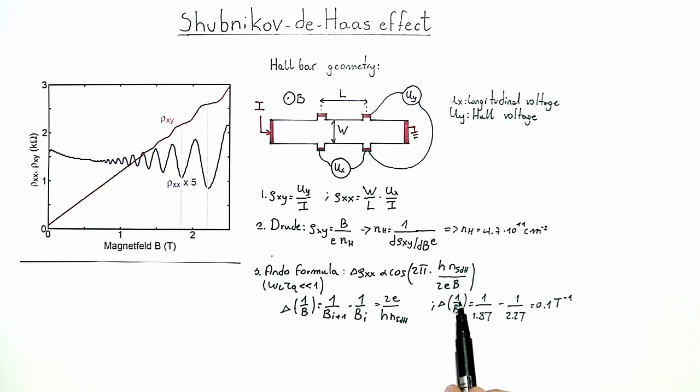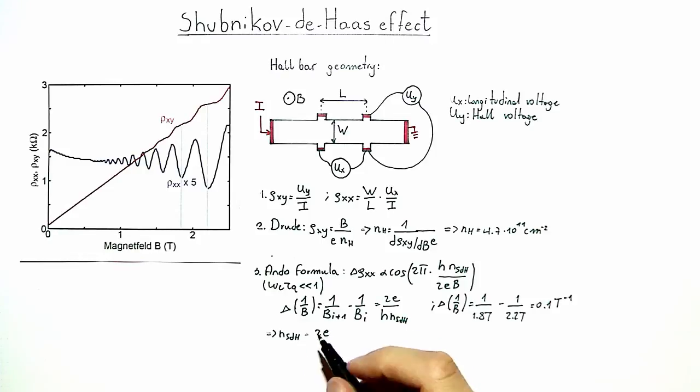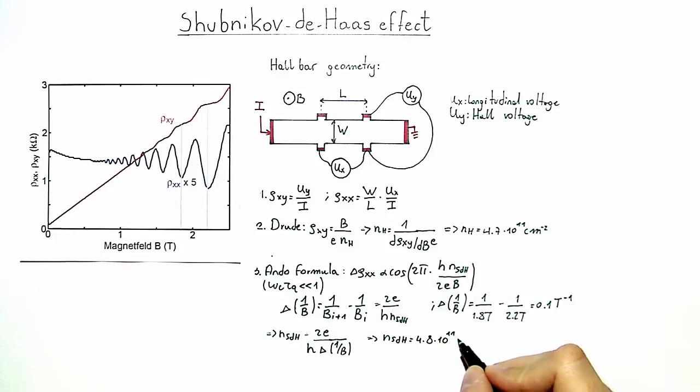So now that we've determined the period in 1 over B, we see that this period is directly proportional. If we just consider this, it's just rewriting this periodicity in a different way. It's described by twice the elementary charge divided by Planck's constant and the density. So it follows that the density of the two-dimensional electron gas as determined from the Shubnikov-de Haas oscillations is just twice the elementary charge divided by Planck's constant and this period, which we just calculated. If we plug the numbers in, we get that the density is around 4.8 times 10 to the 11 electrons per centimeter squared, which is in very good agreement with the value we found previously from the Hall effect.